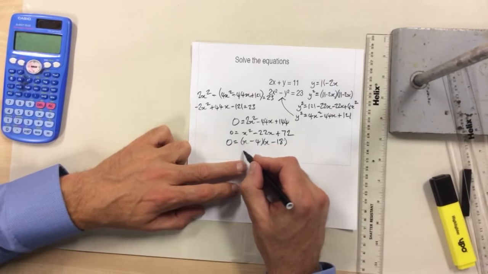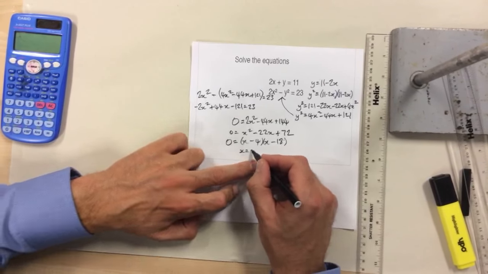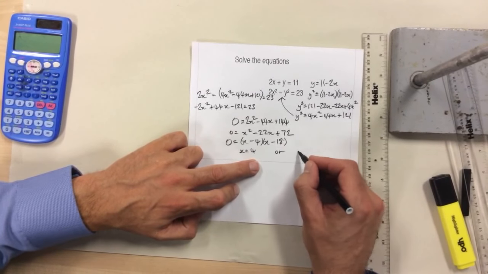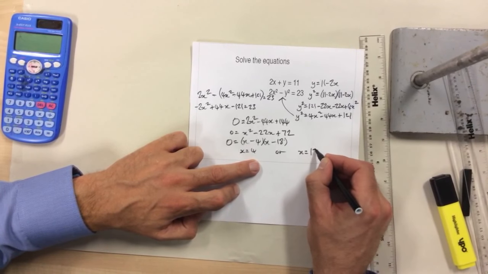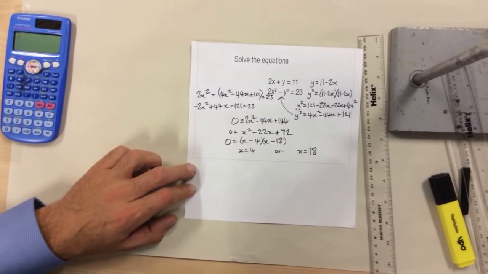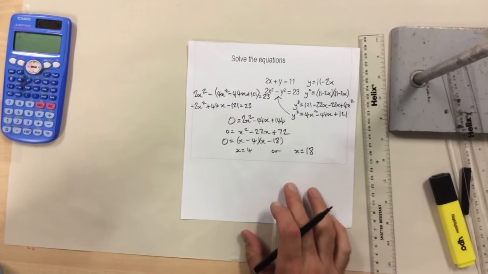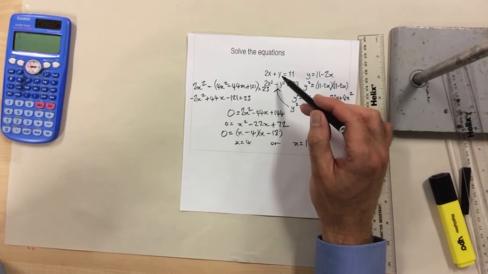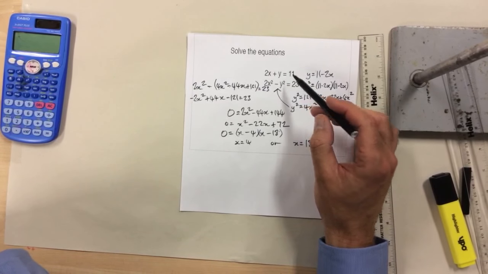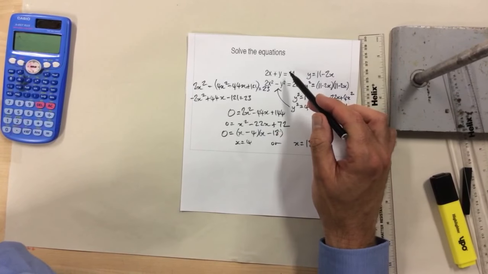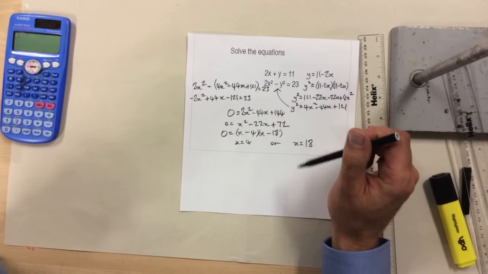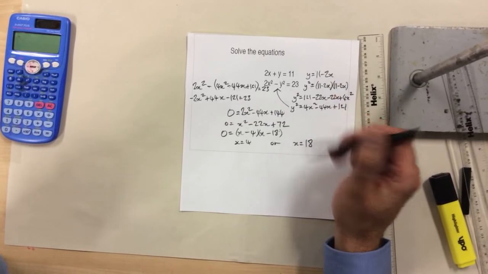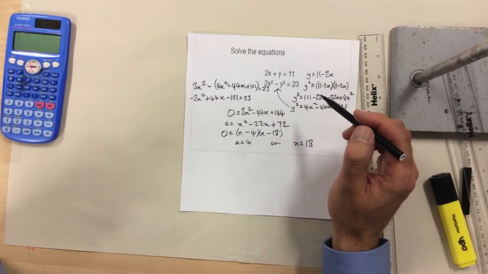Solving from there then, we know that x equals 4 or x equals 18. So our last step on this one, remember that if you're solving these equations, we've got to find the value of y as well. So we need to pop these values back into that. I would choose the top equation, which is much nicer than the bottom one.